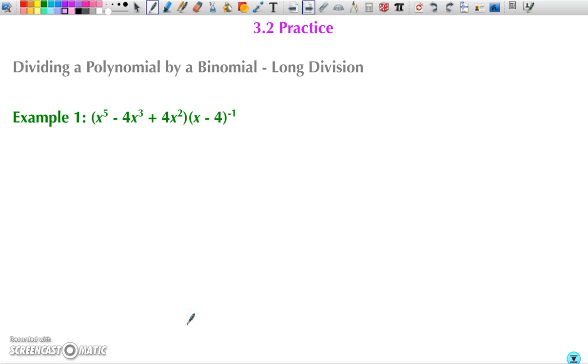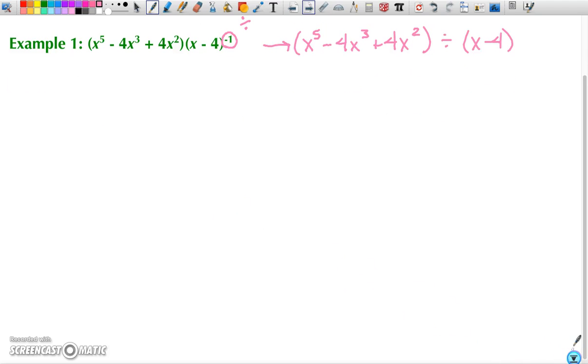All right, our next type is using long division, and this one is a little bit complicated if you don't really remember how to do long division from elementary school. But the first thing is that anytime you see this little -1 exponent, that just means you're dividing by whatever's in the parentheses. So really, this right here is just saying x to the 5th minus 4x cubed plus 4x squared divided by x minus 4. All right, so we're going to have to pull on your long division skills a little because it's probably been a while.